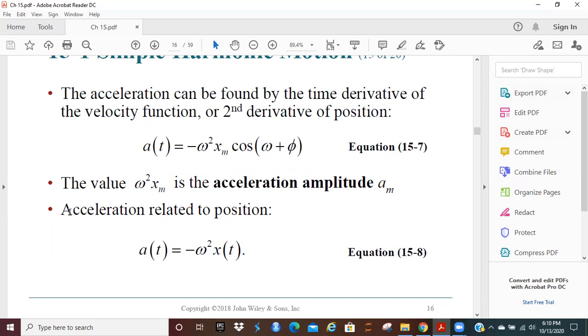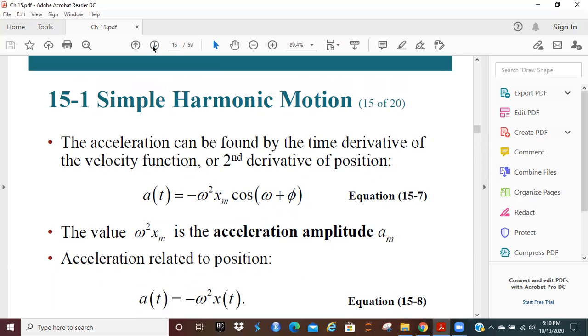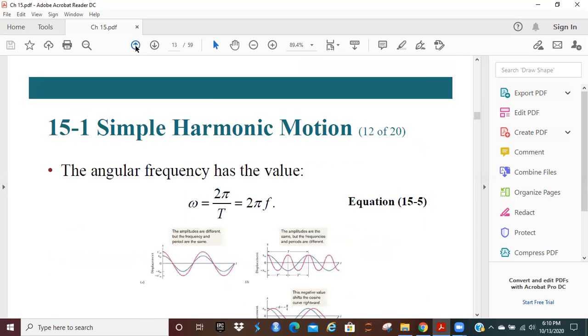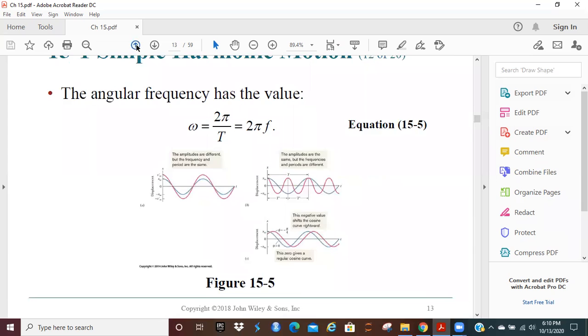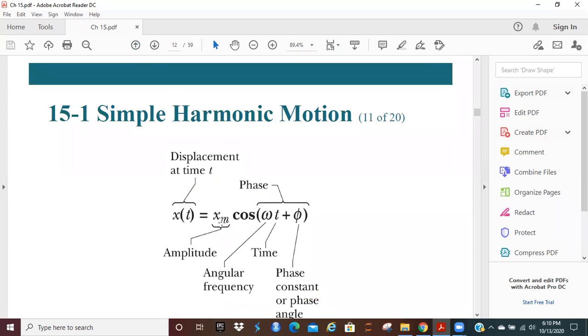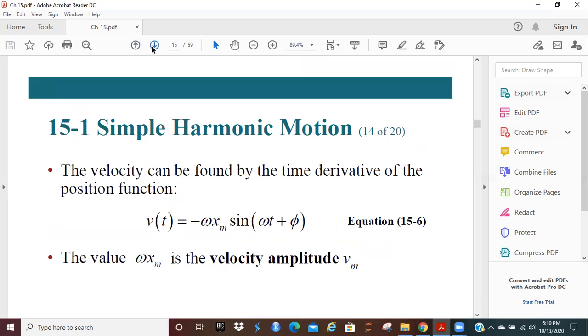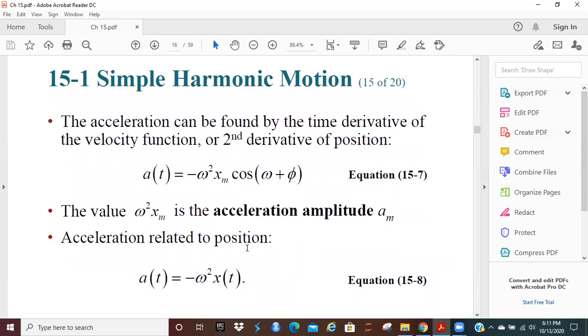So how is acceleration related to position? Well, if you go back and take a look here, x of t is equal to x sub m times cosine of omega t plus phi. This gets defined as x of t, but we have this other term out there in the front. That's how those two terms are related to each other.